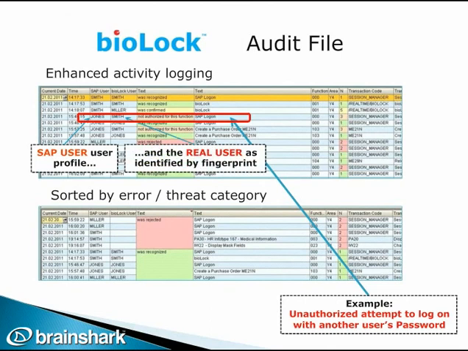This is an example of the automatically generated audit file. Note the distinction between the SAP user column and the BioLock user column. This file identifies suspect events such as failed logon attempts or attempts at unauthorized actions. Viewing of financial data or lack thereof would provide a strong Sarbanes-Oxley audit trail. And any attempt to share passwords, as in this example, will be prevented.